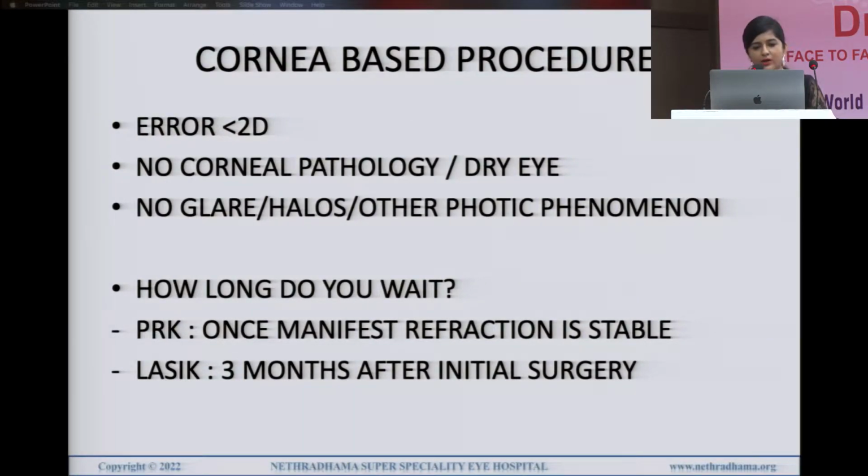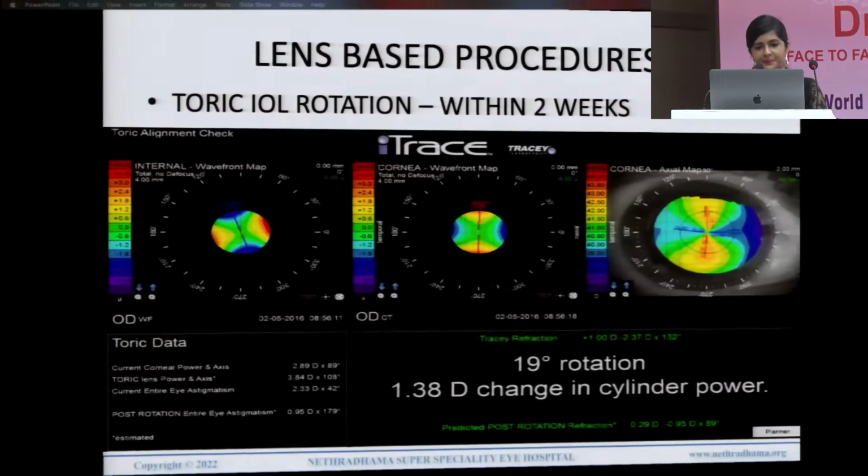So coming to cornea-based procedures, we usually go ahead with these procedures when the error is less than 2 diopters, there's no corneal pathology or dry eye, and the patient isn't really experiencing any glare, halos or photic phenomena. So how long do you wait to carry out a cornea-based procedure? In PRK, once the manifest refraction is stable, you can go ahead with it, but LASIK, it's better to wait 3 months after the initial surgery.